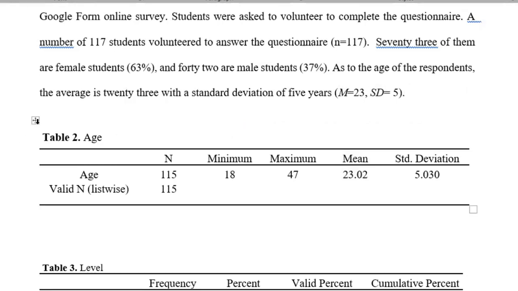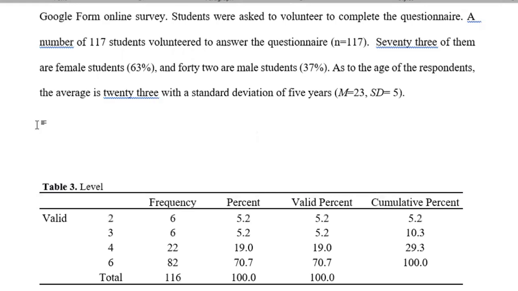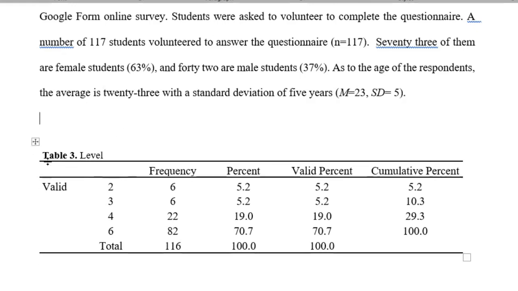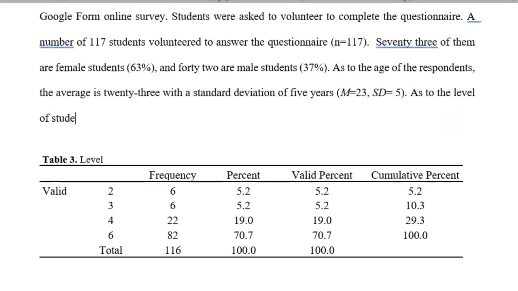So I can just remove the age category. I can delete this table. Then let's move to the other one, because I already have this table, so don't worry about both of them. We can get them back. So I'm going to keep reporting as to the level of students.